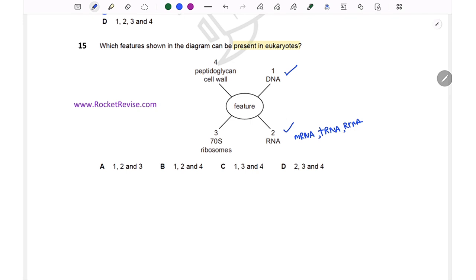70S ribosomes, this is where you might think that it's not there, but remember, it is not present in the nucleus or the cytoplasm, but it is present in the mitochondria of the eukaryote cells in animals and in the chloroplast in plant cells. So this is present. Otherwise, it's 80S ribosomes. This peptidoglycan cell wall, no, because this is in prokaryotes, bacteria. Otherwise, if there's a cellulose cell wall, then you could consider this yes, because in plant cells you have it. Answer is 1, 2, and 3. That is A.